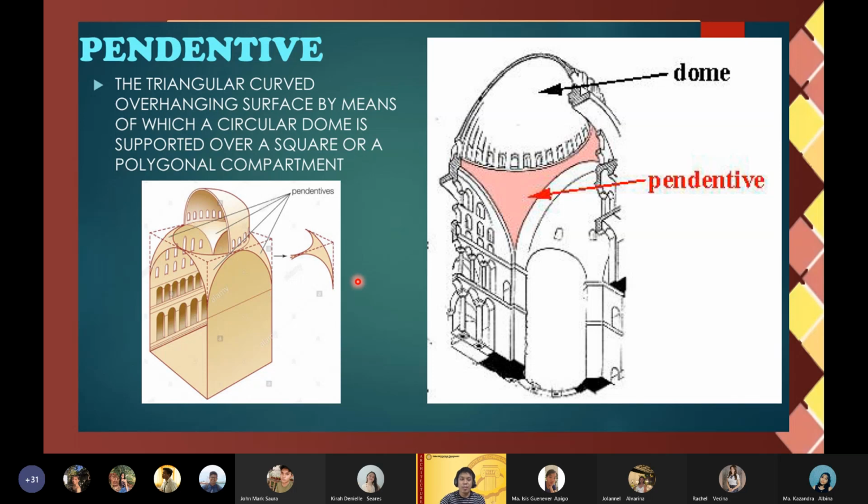So from here, if you see, the plan is rectangular or squarish, so they need to have this pendentive, this triangular part that curves, before they can make a dome. So if you watch that documentary, maybe if you have time this evening or tomorrow, kindly watch it and check how the dome was made.